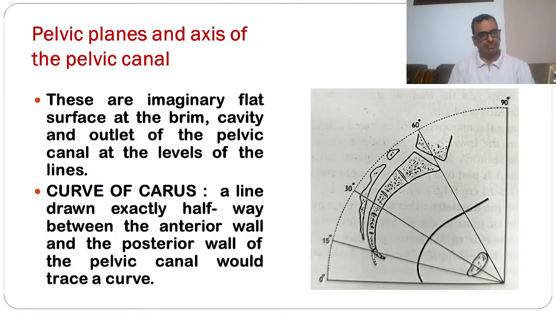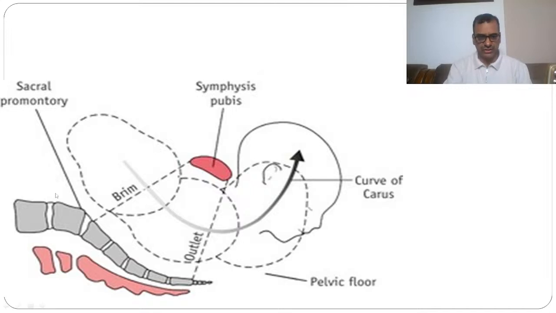Now, pelvic planes and axis of the pelvic canal. These are imaginary flat surfaces at the brim, cavity, and at outlet. So, three planes are there, and then the curve of Carus. What is the curve of Carus? An imaginary line drawn exactly halfway between the anterior wall and posterior wall of the pelvic canal. It will be a curve through which the fetus comes out.